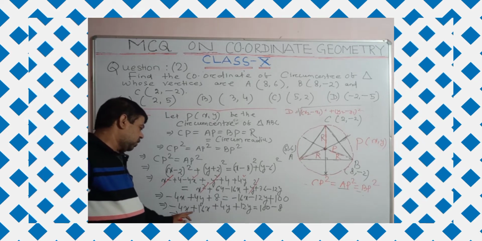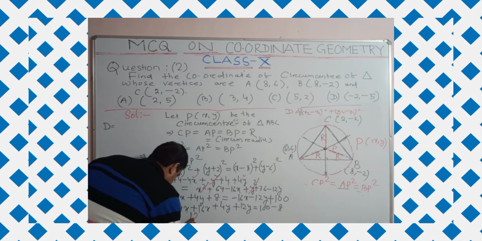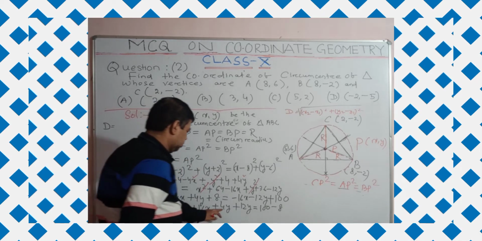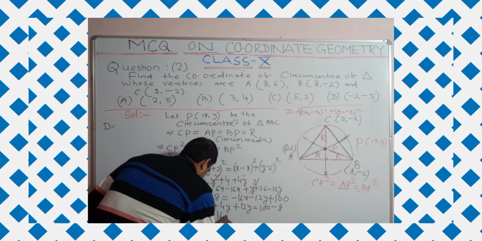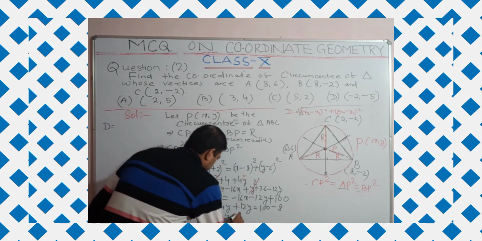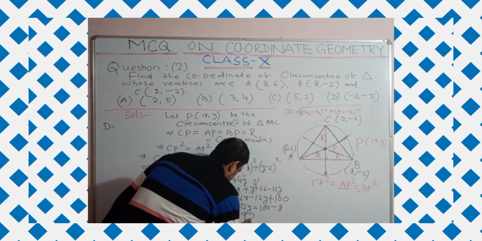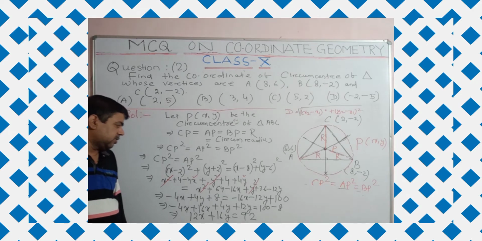Minus 4x plus 16x, what is that? 12x. 4y plus 12y, how much? 16y is equal to 100 minus 8. 100 minus 8 is 92. Can you get 92? Yes or no? Yes. 12x plus 16y is equal to 92.